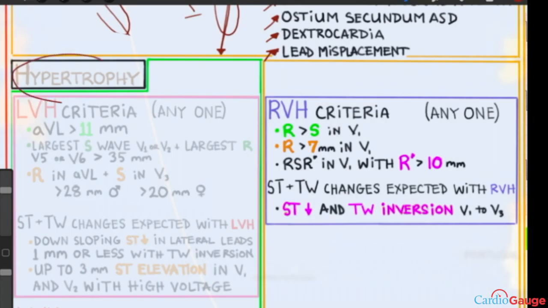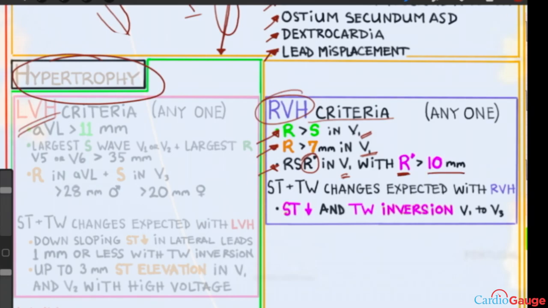Let's move on to the hypertrophy section, and we're going to do RVH. I saved this for level 2 because RVH is a lot less common than LVH. So there are 3 criteria: R greater than S in lead V1, R greater than 7 millimeters in V1, and then the R prime of an RSR prime in V1.